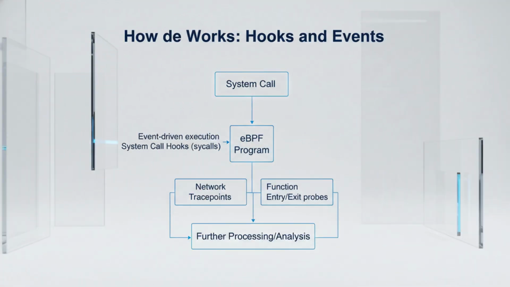eBPF programs are event-driven. The kernel runs these programs when it hits specific hooks. These hooks can be anything: a network packet arriving, a function being called, or a user logging in. Instead of a bulky agent sitting in the background consuming 10% of your CPU, eBPF programs sit dormant until an event triggers them. They run for a fraction of a millisecond, collect the data you need, and then go back to sleep. This efficiency is why eBPF is replacing traditional monitoring tools in high-traffic production environments.